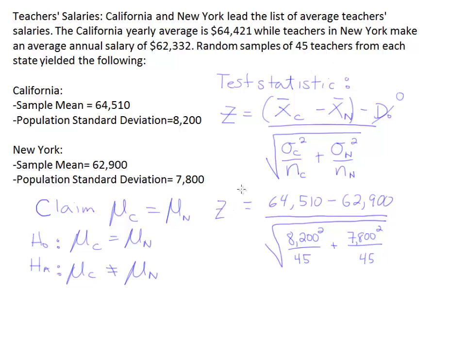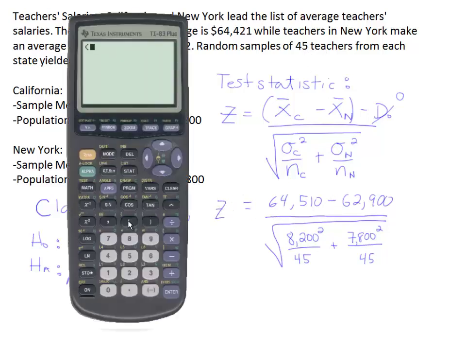All right, let's go ahead and work that out in the calculator, see what that gives us. So putting it all at once, it'd be 64,510 minus 62,900. And then we'll close that up and then divide by the square root of, and we enter in the other two quantities, 8,200. We're going to square that, and we're going to divide it by 45. And then we're going to add to that 7,800 squared and divide again by 45.